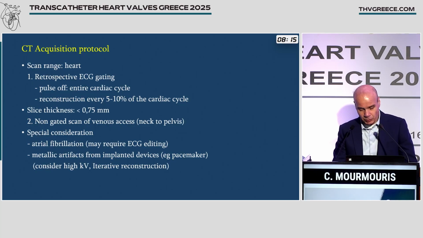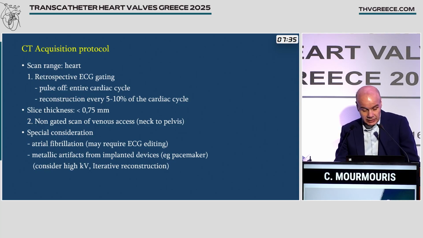Now, the appropriate scan protocol consists of retrospective ECG gating of the whole heart. We don't want any modulation, in order to acquire data from the entire cardiac cycle, and we reconstruct images every 5 to 10% of the cardiac cycle. We keep the slice thickness as small as possible, and we also add a non-gated scan of the venous access from neck to pelvis in order to evaluate the venous system.